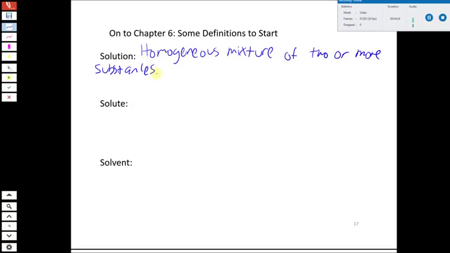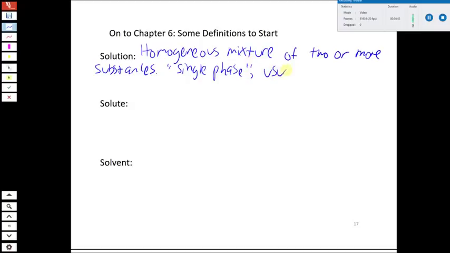Now, homogeneous means that it's a single phase. So we can't easily tell that we have two or more substances. We can't look at a solution and say, oh yeah, that's two things mixed together. It looks like one substance, but it's actually two or more mixed together. And it usually involves a liquid.